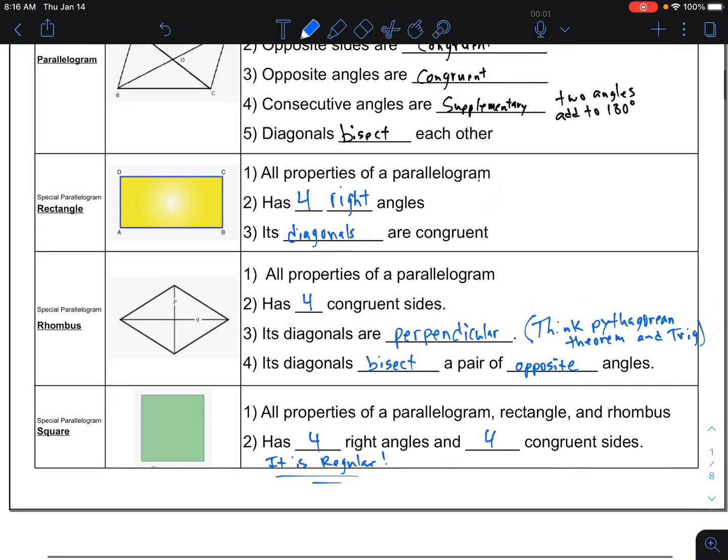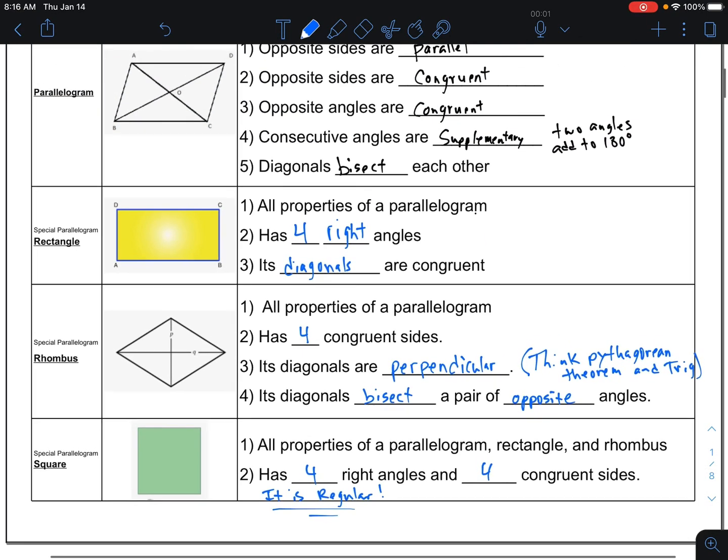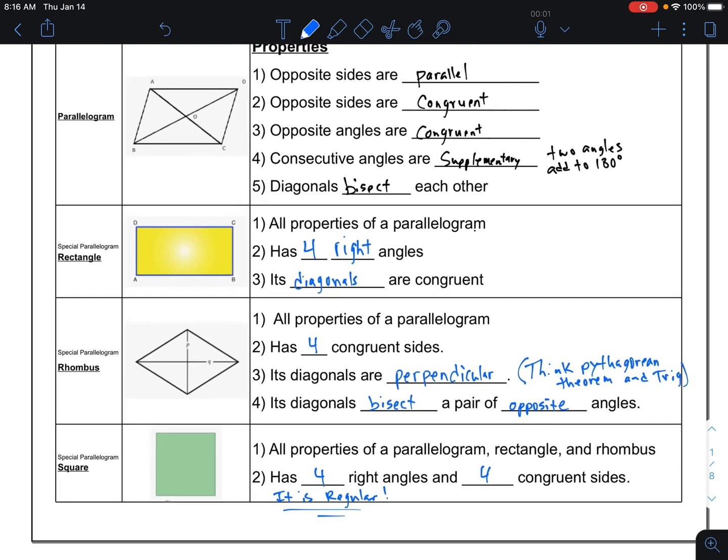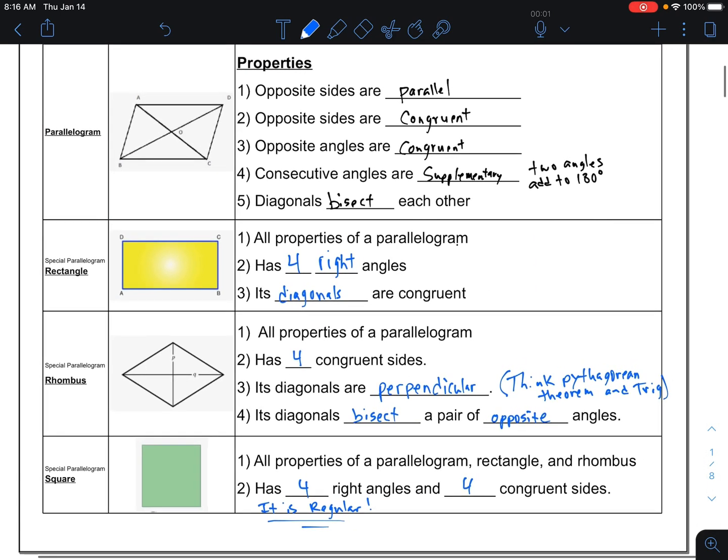Geometry. We're going to move ahead with our special quadrilaterals today. Yesterday, just reviewing quick, we had the properties of parallelograms. So opposite sides are parallel, opposite sides are congruent, opposite angles are congruent, consecutive angles are supplementary, and diagonals bisect each other. Now we're going to add to a rectangle, and as you can see right here, everything that's true for a parallelogram is also true for a rectangle. So all that stuff up top, plus a rectangle has 4 right angles and its diagonals are congruent.